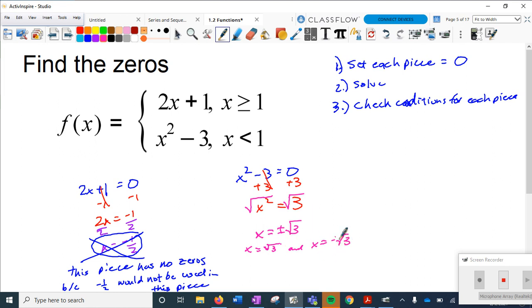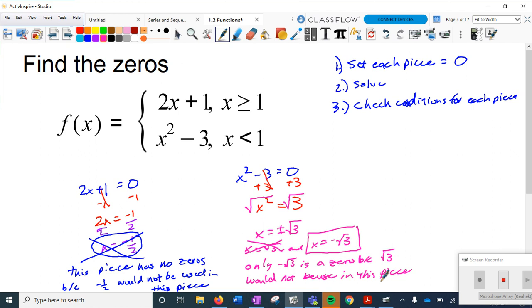Okay, again, I need to check my conditions. I have two solutions here for this one, but do they both meet the condition? The condition for this piece is that x has to be less than 1. Okay, this one doesn't fit. The only solution that fits is this one right here. Okay, only negative square root of 3 is a zero, because positive square root of 3 would not be used in this piece.